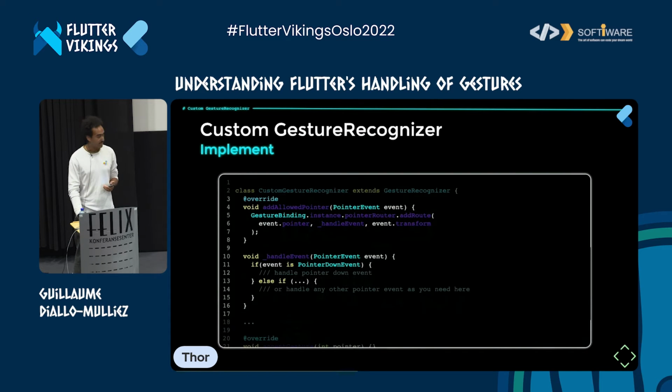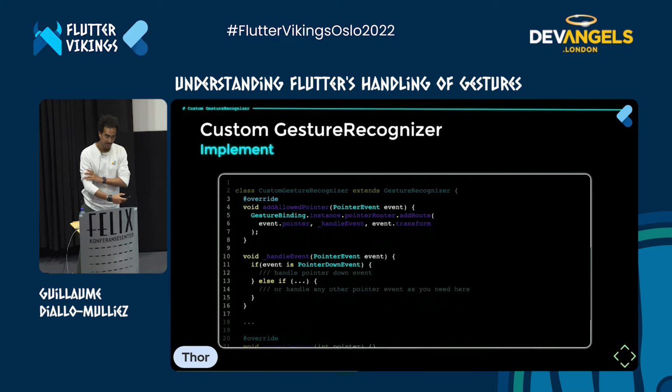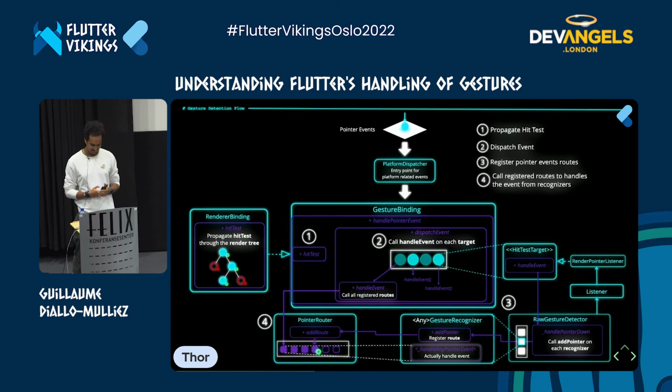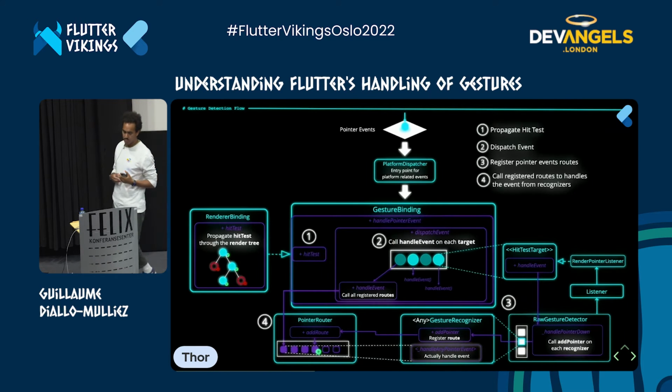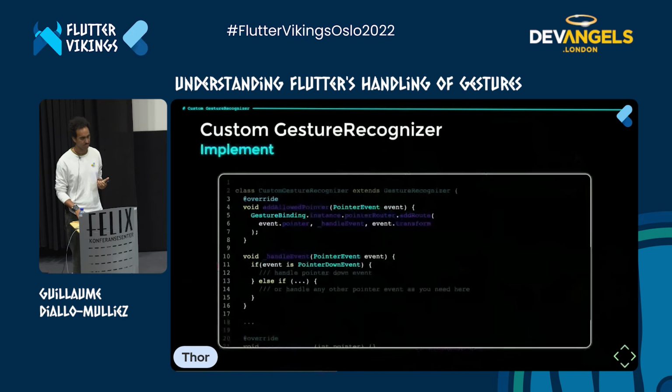Now we need to implement another method, which is the add pointer method. You have this add pointer method right here at the bottom. Actually, we will assume that this is the add allowed pointer method from the other slide, because the difference is not much relevant here.